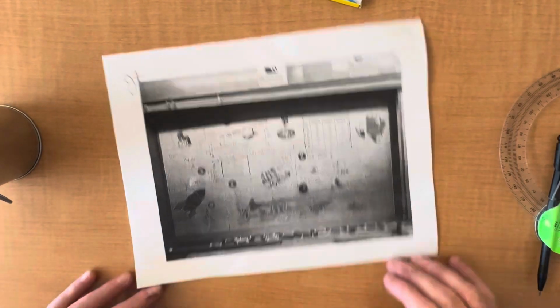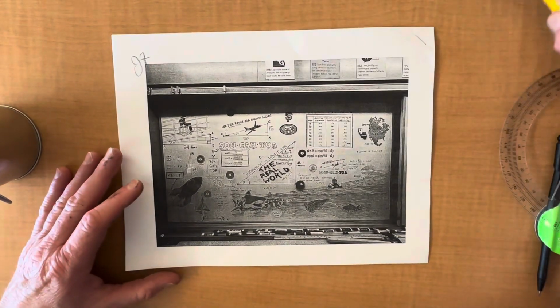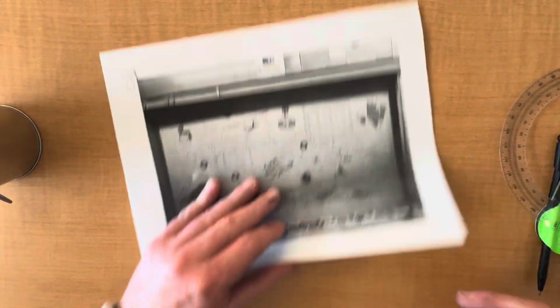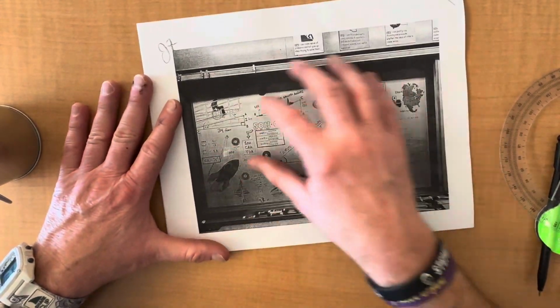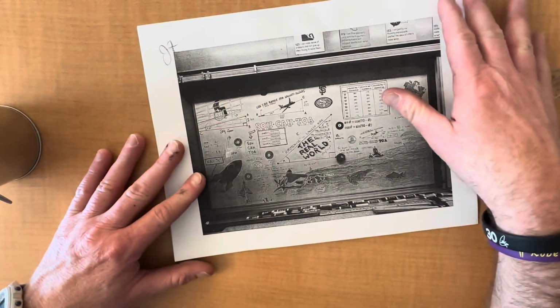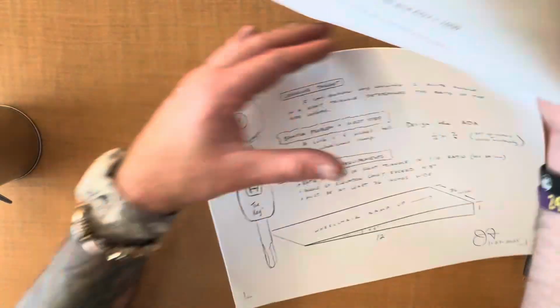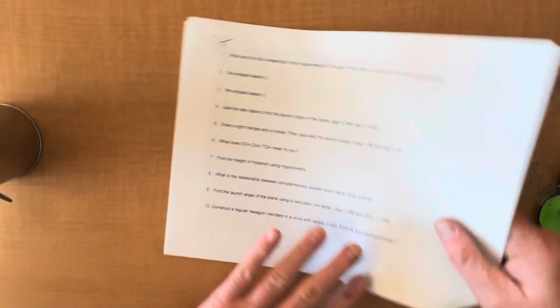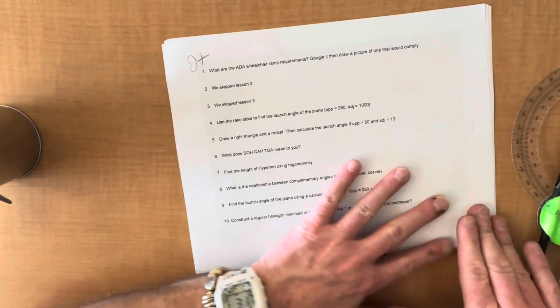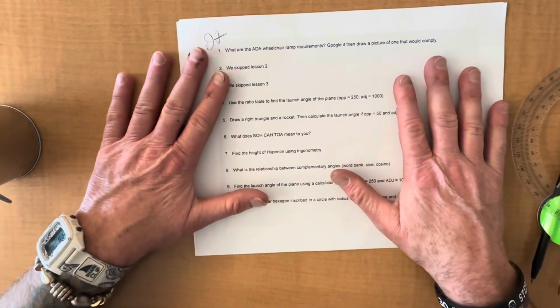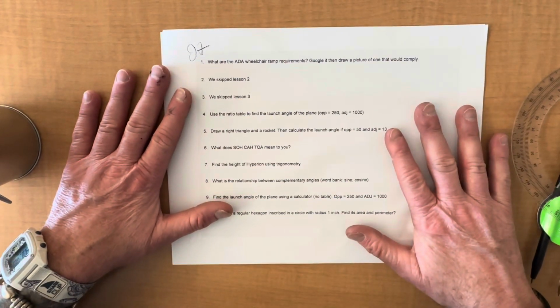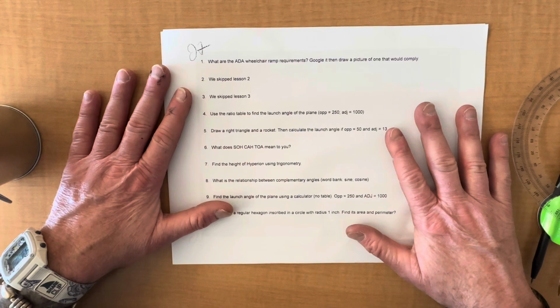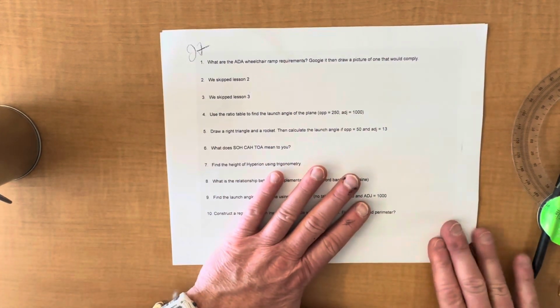Okay, here we go. The new study guide. So let's just jump right in. You got visual clues on the front, and the first question starts here. What are the ADA wheelchair ramp requirements? Google it, and then draw a picture of one that would comply.